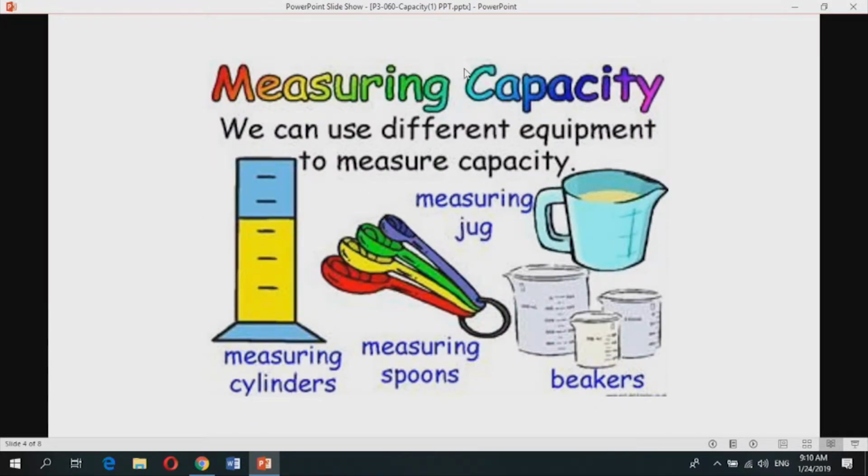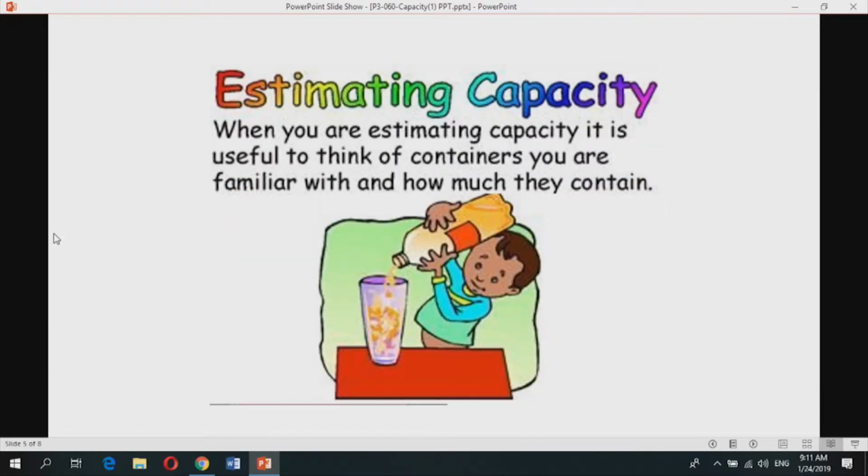And you can see some of the different things we use to measure capacity. Measuring cylinders, measuring spoons, measuring jug, and beakers. Yes, you can see all of the objects have measurements on the sides. Even the spoons, inside the spoons it will say how much of something. But sometimes, if we don't have measurements, we have to go about estimating capacity.